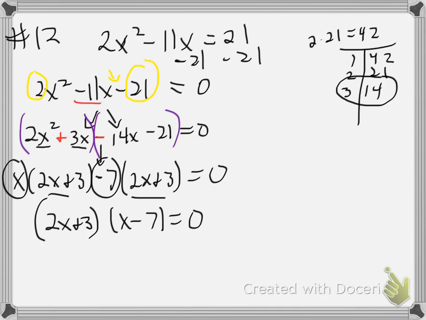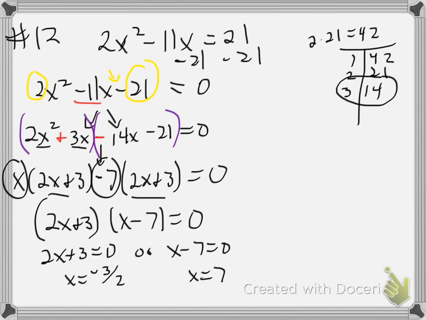So now I'm going to let 2x plus 3 equal 0, or x minus 7 equals 0. So x can equal 7. And if I subtract 3 and divide by 2, I'm going to get x equals negative 3 divided by 2. Those are my two solutions to it, if you let y equal 0.